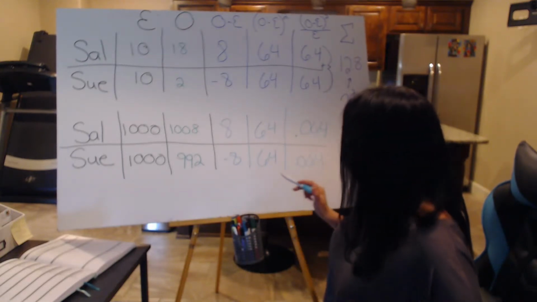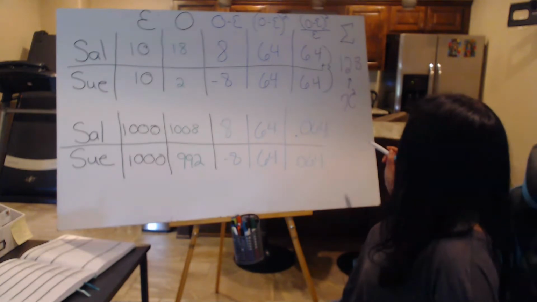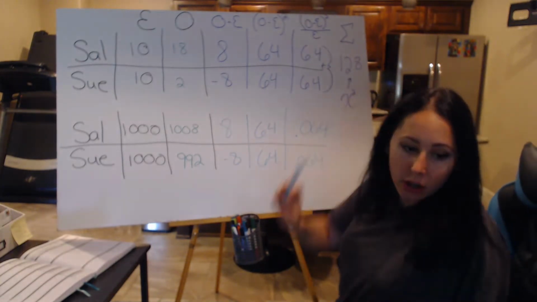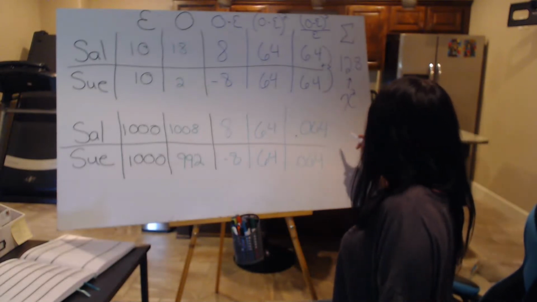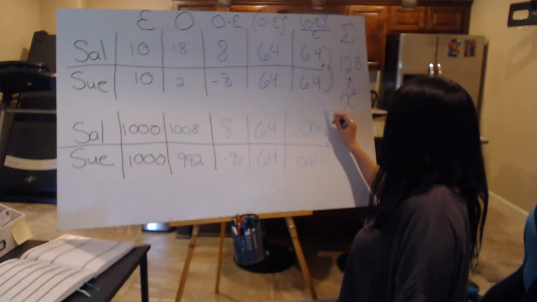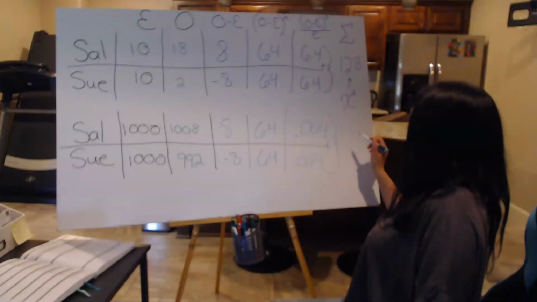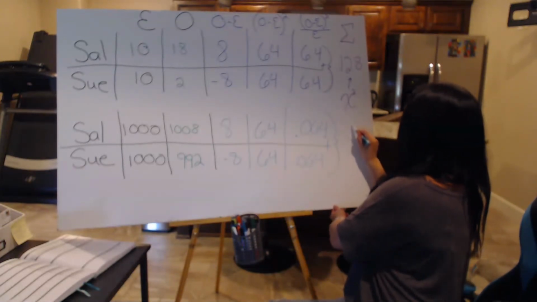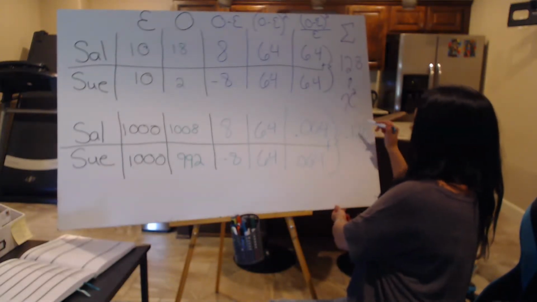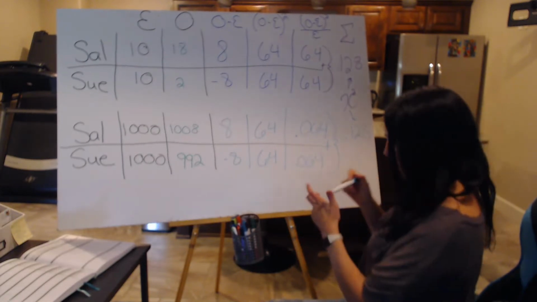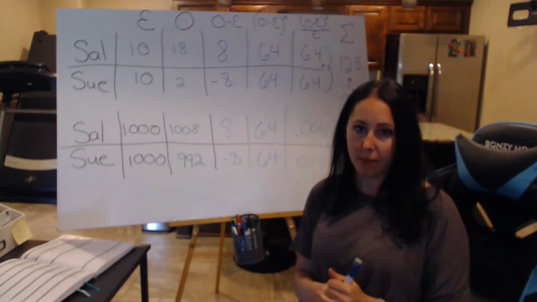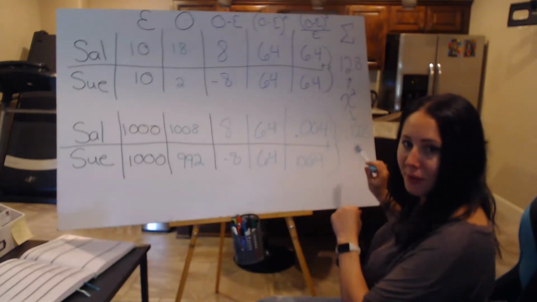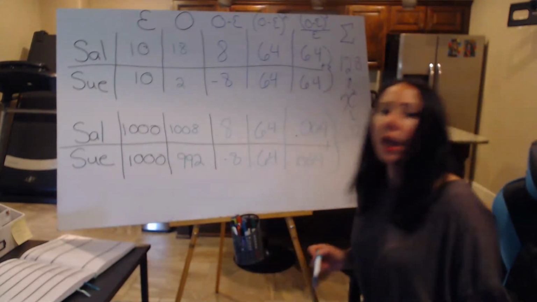0.064. So now, when I add these together, instead of 12.8, I have, remember I add, so now my sum is 0.128 for my chi-square. And so now we look at our significance table. Now, I'm trying to stay out of the way of this in case you're trying to write stuff down.